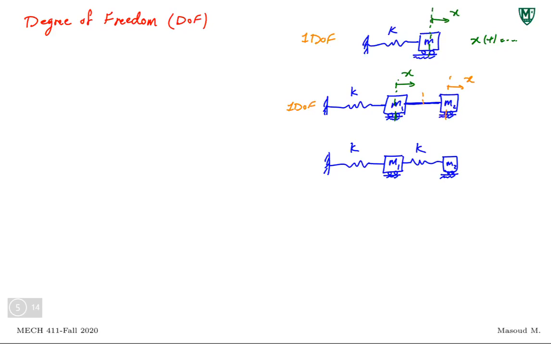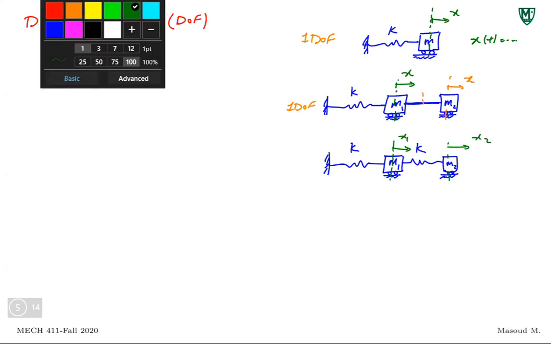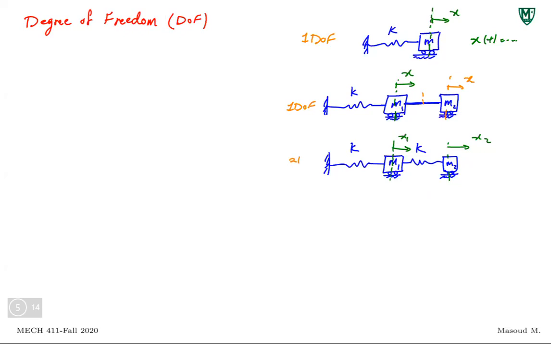It's not a rigid body anymore. If I hold M1, I can still move M2. So now I need two variables to describe this motion. M1 can move, and M2 can independently move also. So one x is not going to be enough. This is a system with 2 degrees of freedom. I need two independent variables to define its motion.